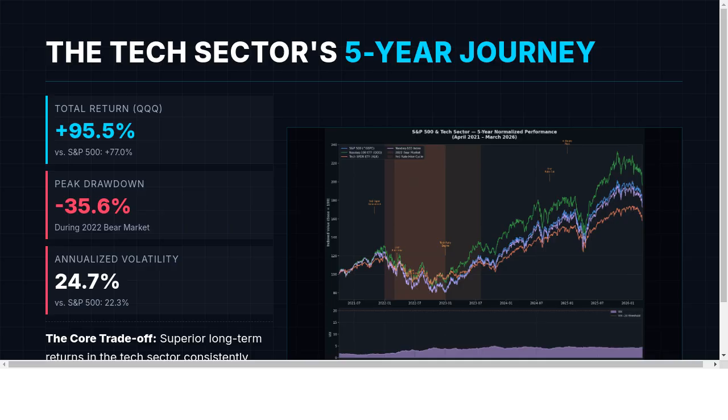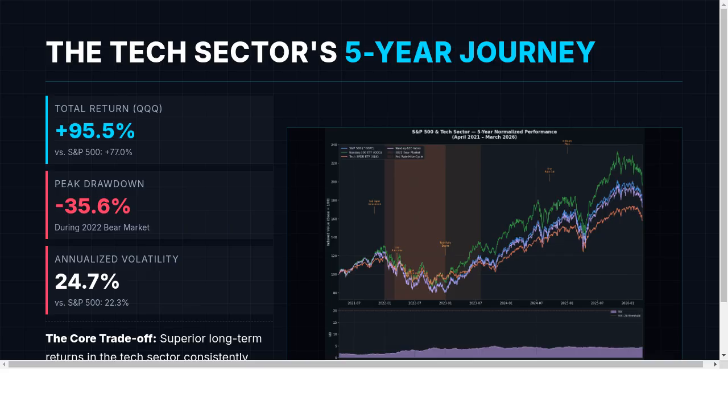This significantly outperformed the S&P 500's 77% return. But QQQ's annualized volatility was notably higher at 24.7% compared to the S&P 500's 22.3%. This highlights a critical trade-off. Superior long-term returns in tech often accompany higher volatility and deeper drawdowns. Understanding the forces behind these swings is crucial for investors.